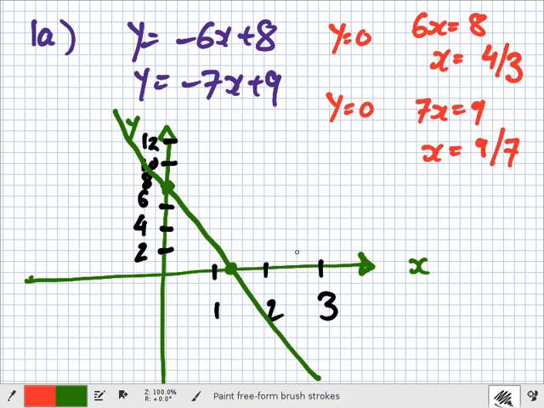So let me just break this up. There's thirds, 2 ninths, so about here. And what's the y? 9, which is here.